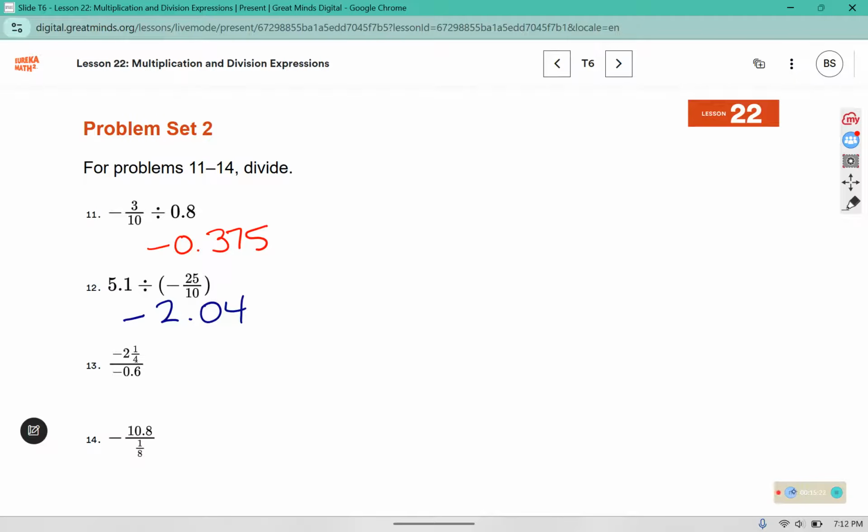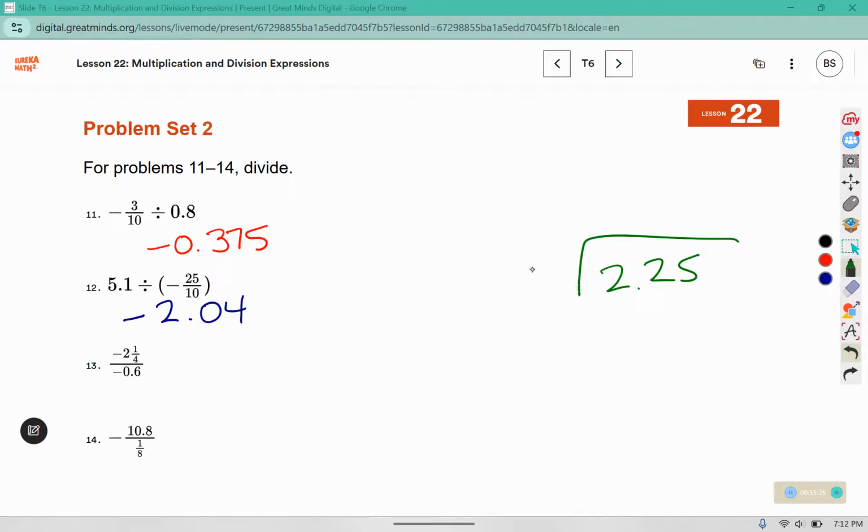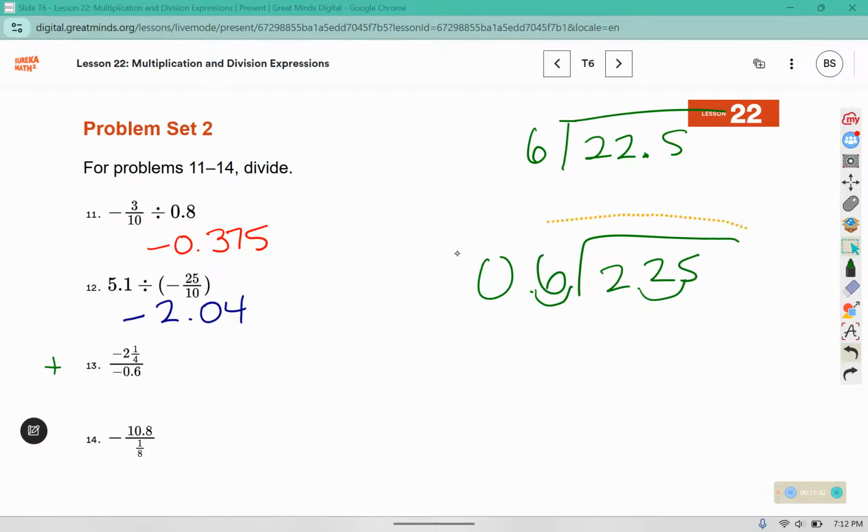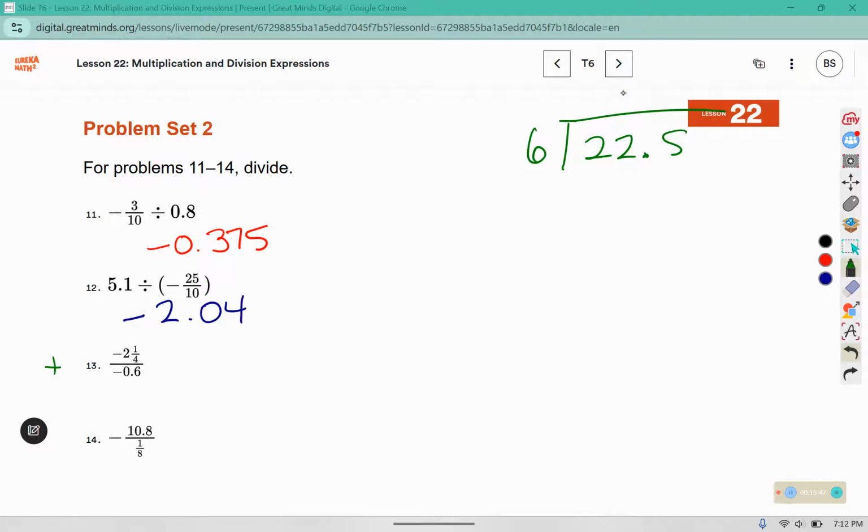This quarter can be rewritten as 0.25 divided by 0.6. These are both negatives, so they are the same sign, giving us a positive answer. I'll move this to the right once and to the right once there as well. Now I have 22.5 divided by 6. 6 fits into 22 3 times. 6 times 3 is 18. 22 minus 18 is 4.